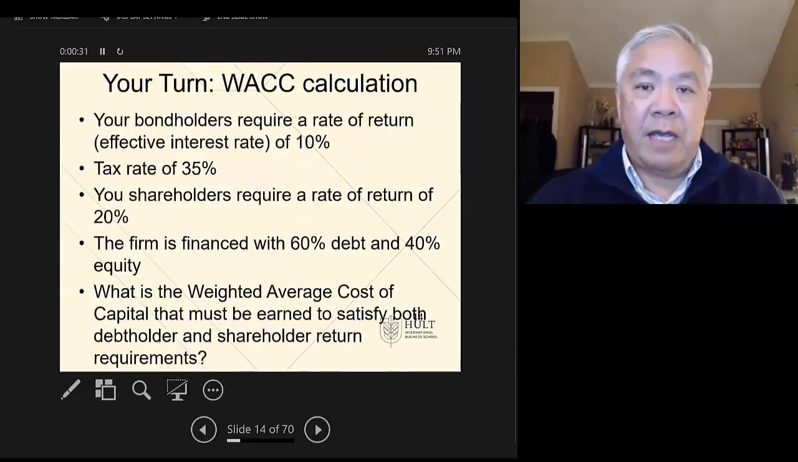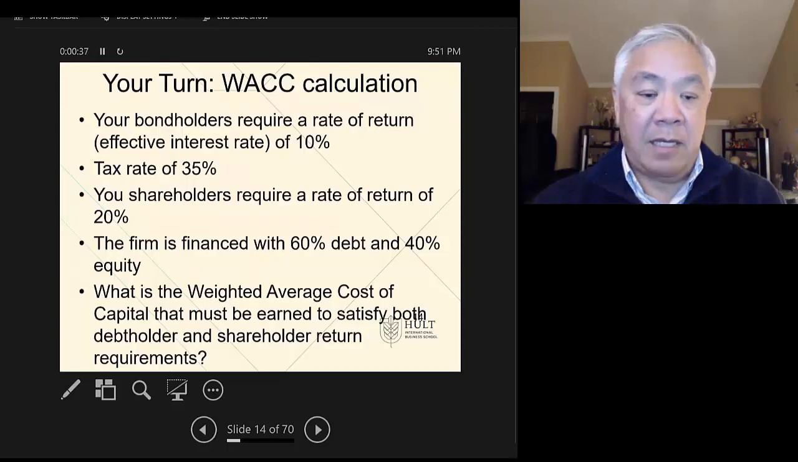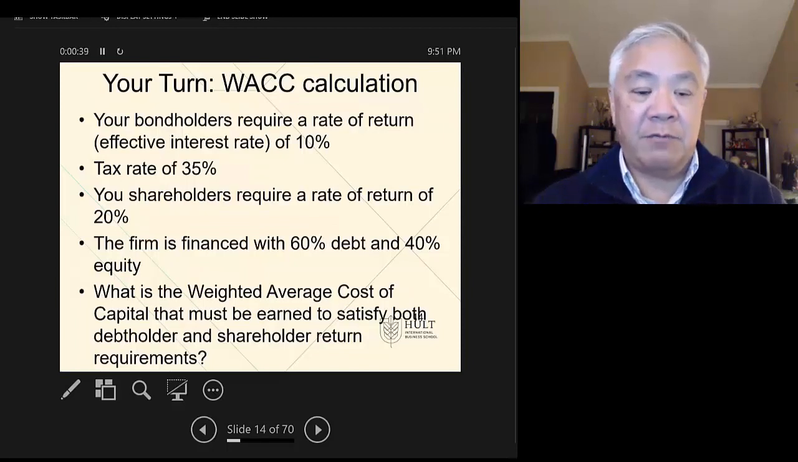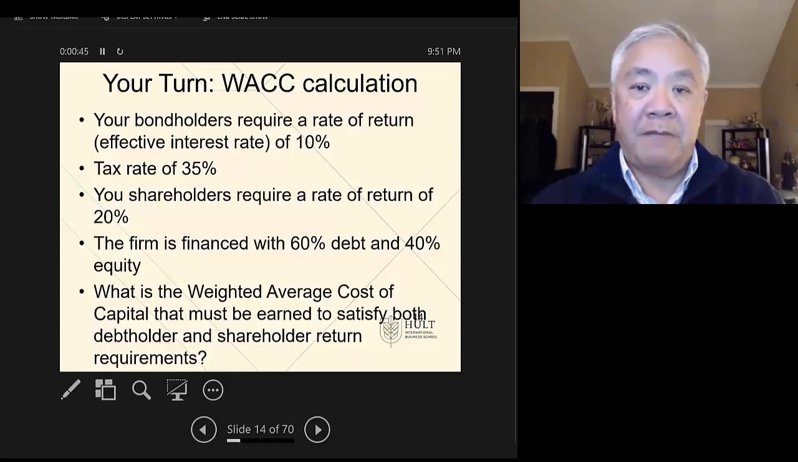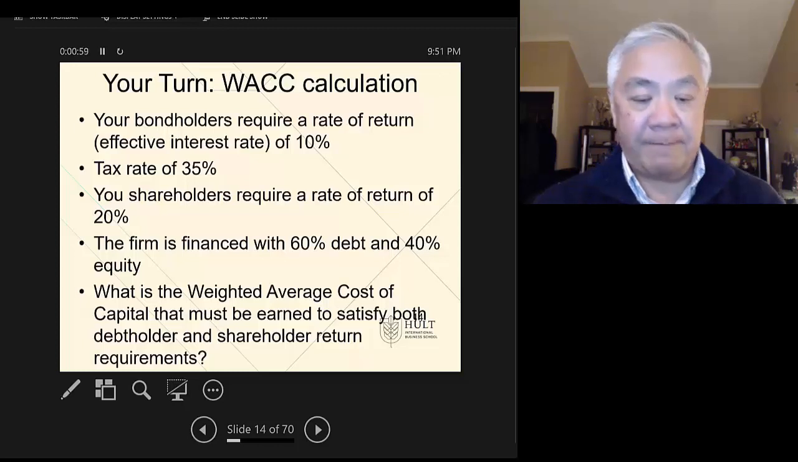All right, so we'll do a sample calculation of weighted average cost of capital. The given information in our assumptions will be the bondholders require a rate of return of 10%. That's an interest rate on the bonds. The effective tax rate, income tax rate, is 35%. Shareholders require an equity rate of return of 20%, and the firm is financed 60-40, 60% debt, 40% equity. So what is the WACC? All right, so we'll carry this into a spreadsheet.